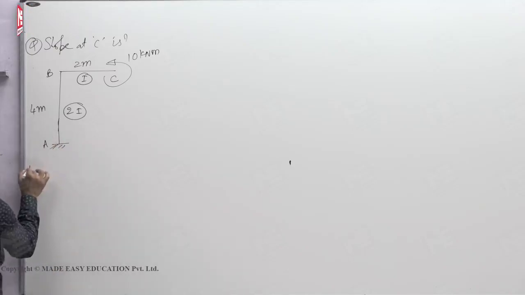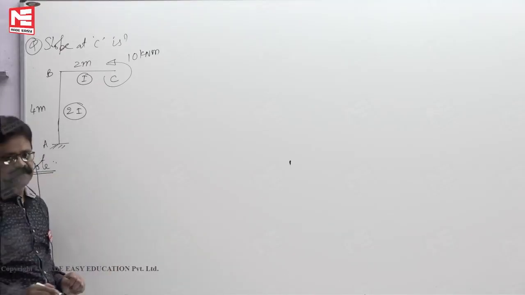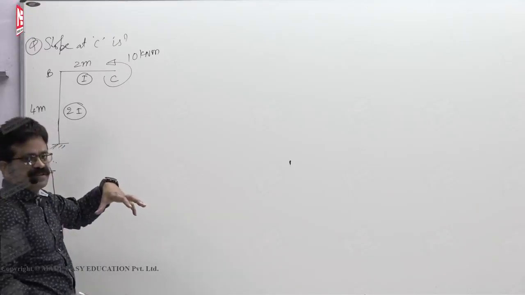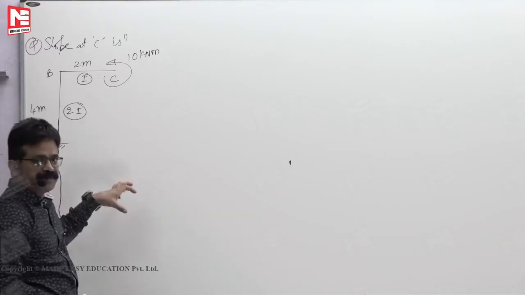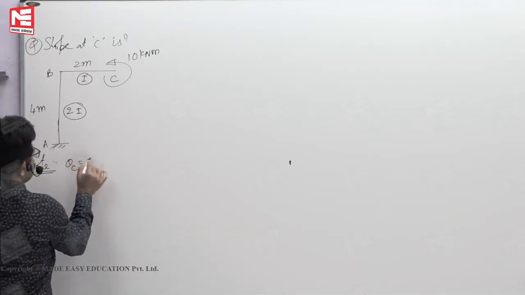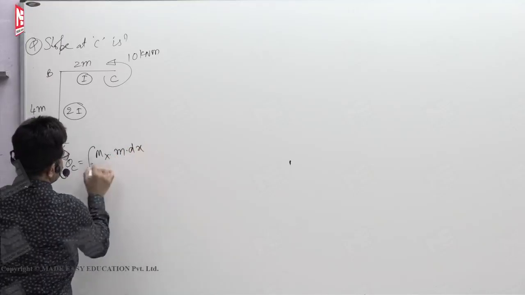So this is the problem. First we'll write what is the scope of the work. That means what we are expected to do in the exam in 2 minutes time. That will give us a better clarity, better control over the exam problem and also on the time. So slope at C, theta C means integral of Mx into m dx by EI.